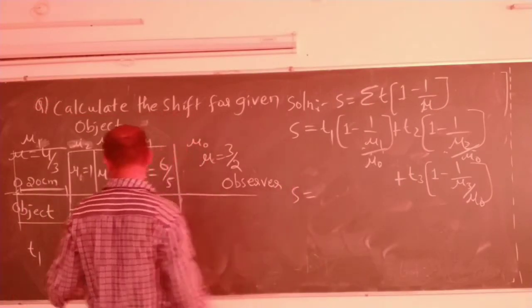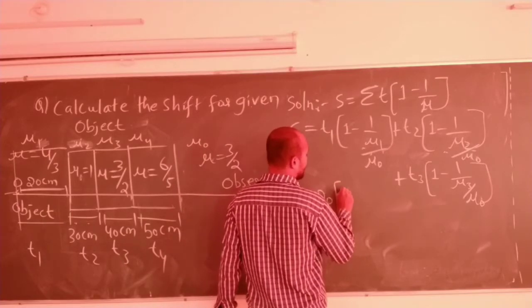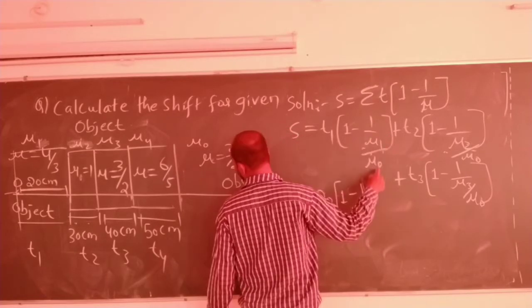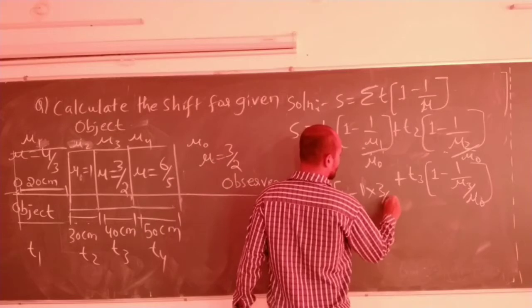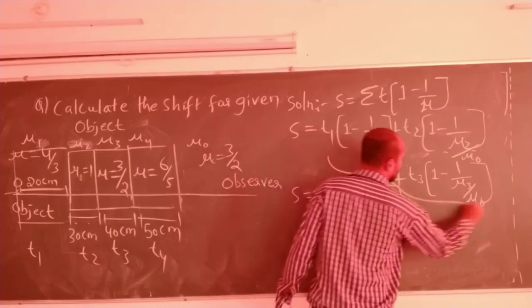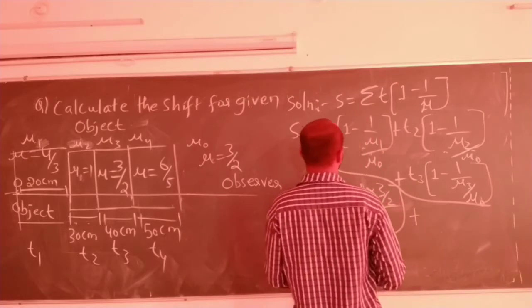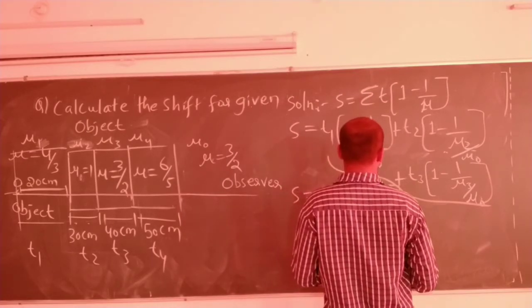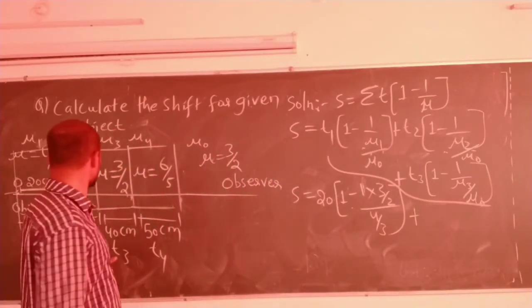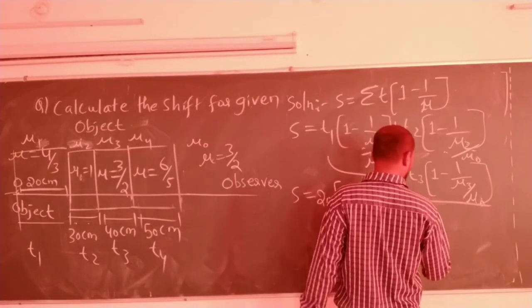Now here T1 is 20 centimeter. So 20 into 1 minus 1 into mu0 will go up. What is the value of mu0? 3 by 2. 3 by 2 whole divided by mu1, 4 by 3. Correct now? This is a different step. Plus T2. T2 is how many centimeters? 30. So 30 into 1 minus 1 divided by 1. The mu0 value is 3 by 2, so this 3 by 2 will go up.